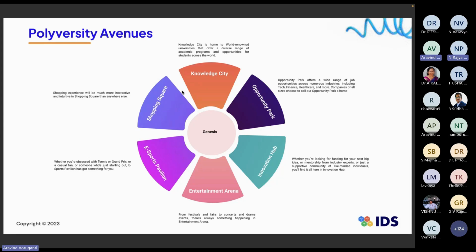Similarly, in Polyversity also, we have 6 avenues. We have Knowledge City, where universities get land parcels. We have Opportunity Park, where corporates and startups get their office space. We have Innovation Hub, where incubation centers and corporate innovation programs get their land parcels. We have Entertainment Arena, where OTT players, multiplex companies, or entertainment companies get their land parcels. We have Esports Pavilion, where esports and gaming companies get their land parcels. And then Shopping Square, where brands get their virtual stores.